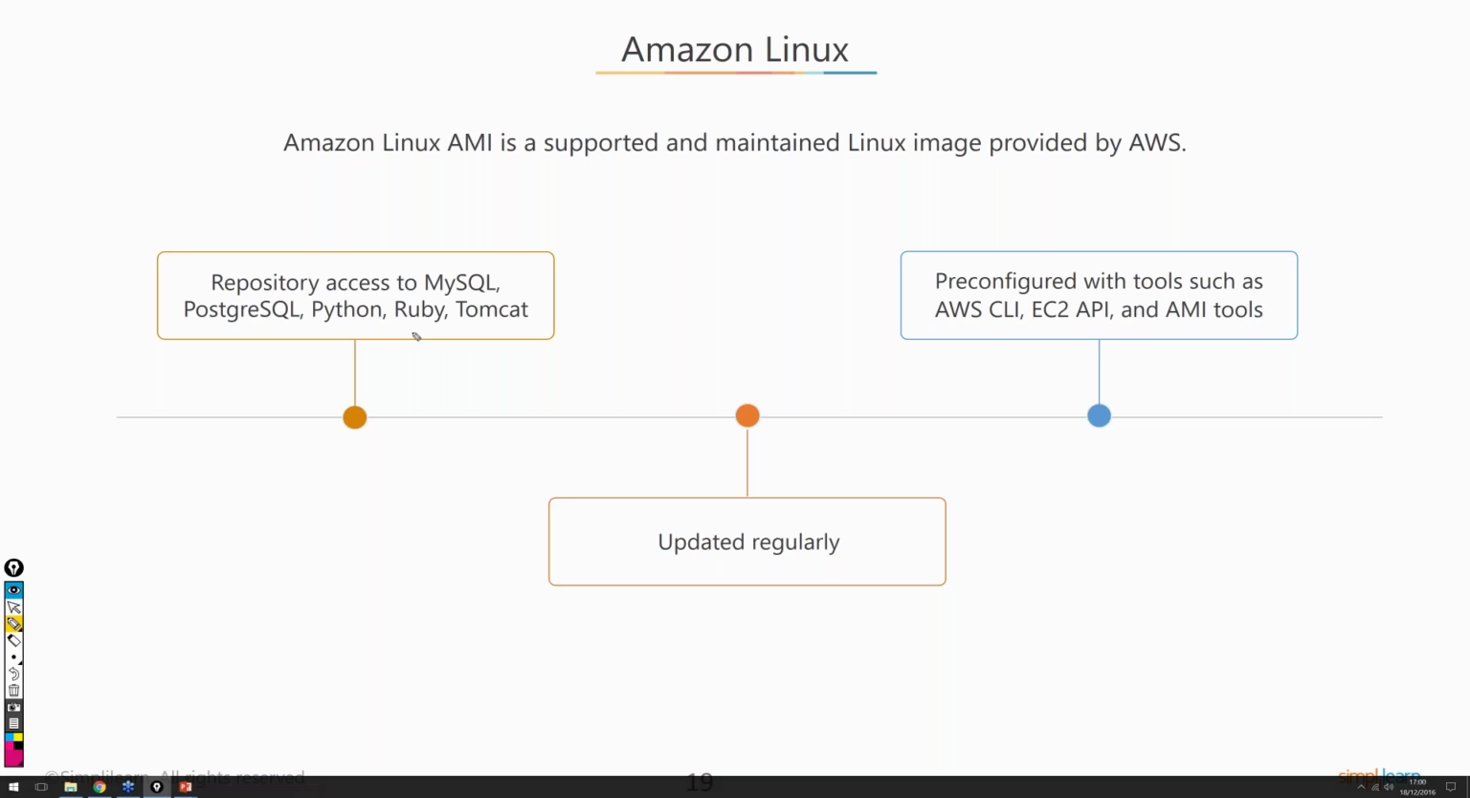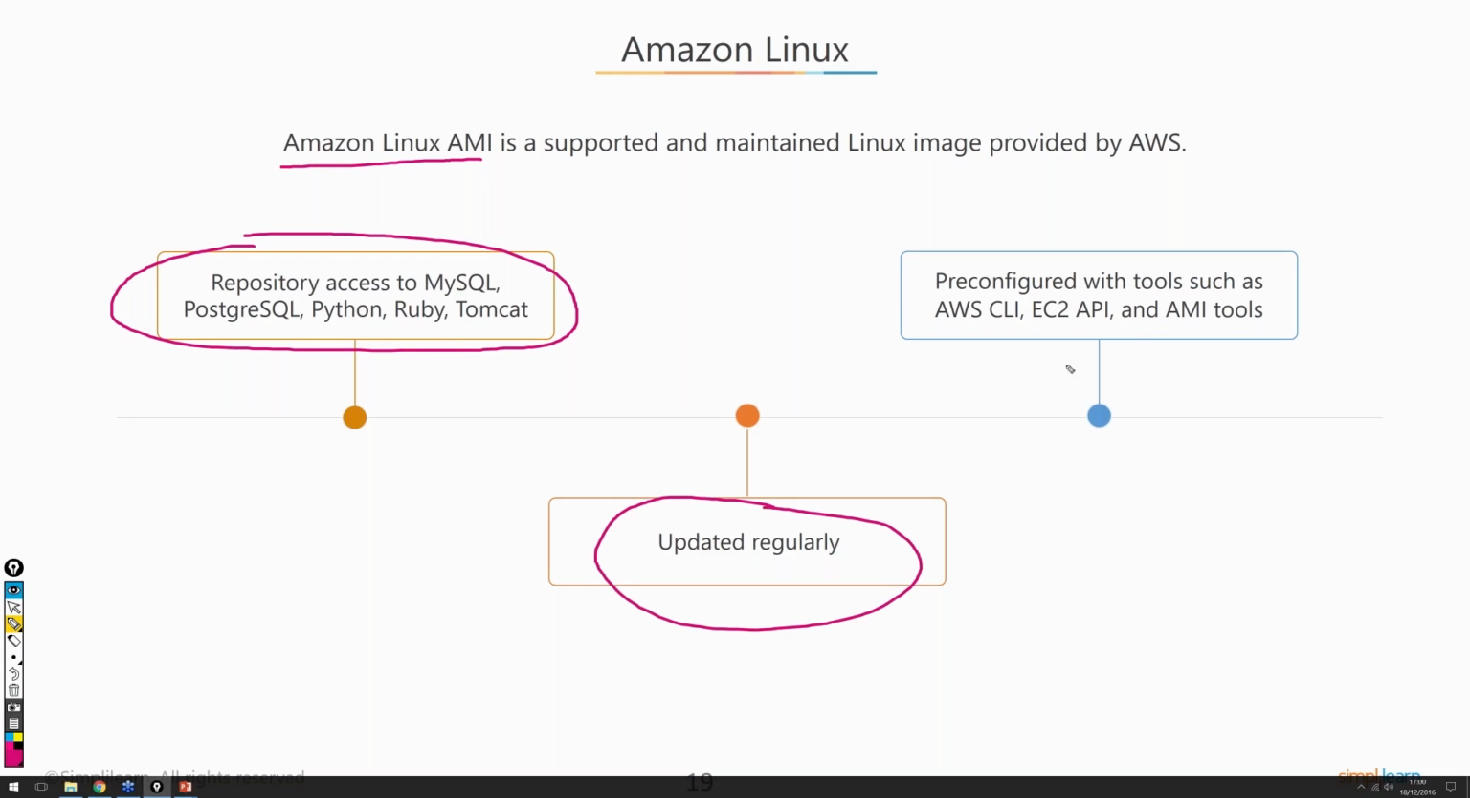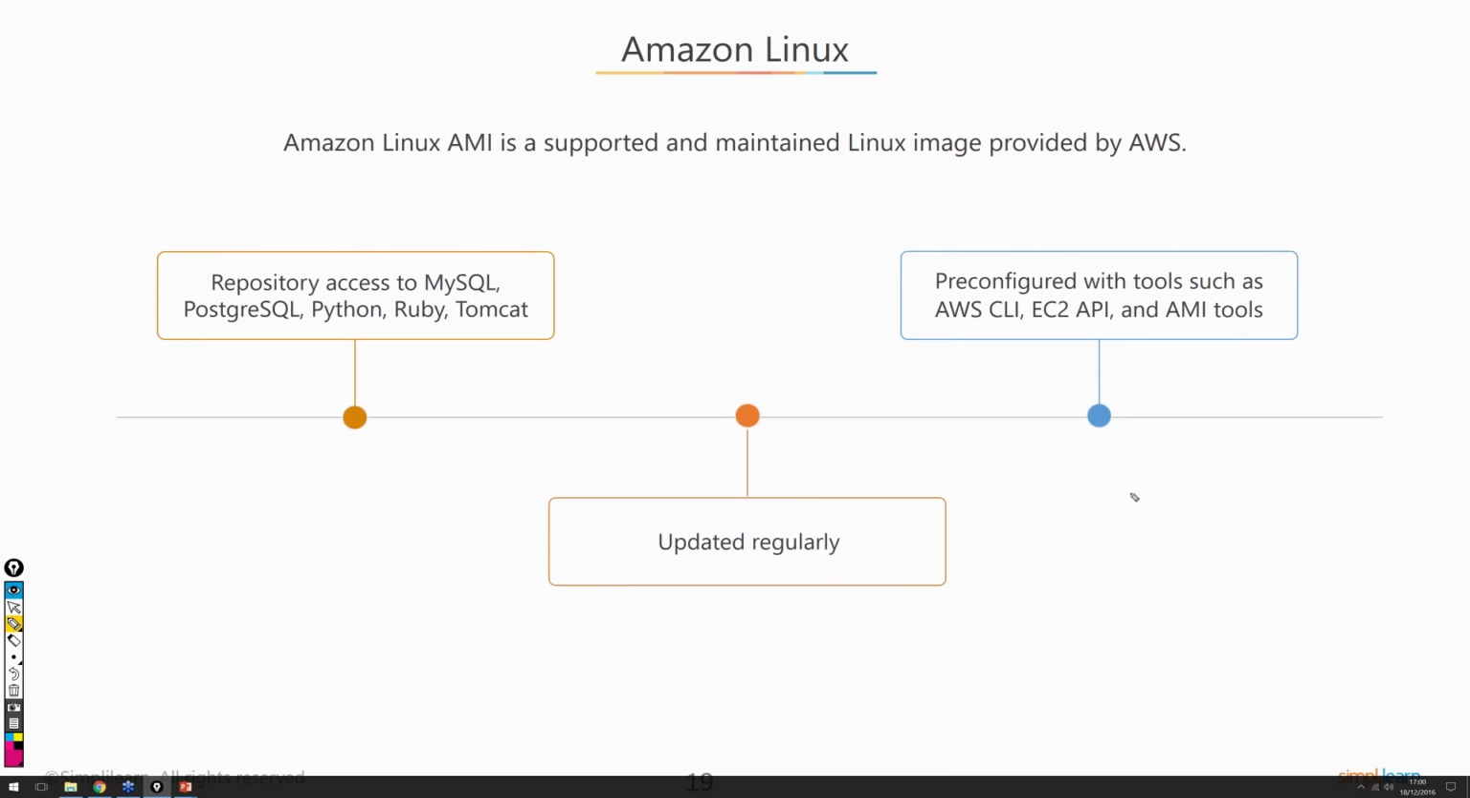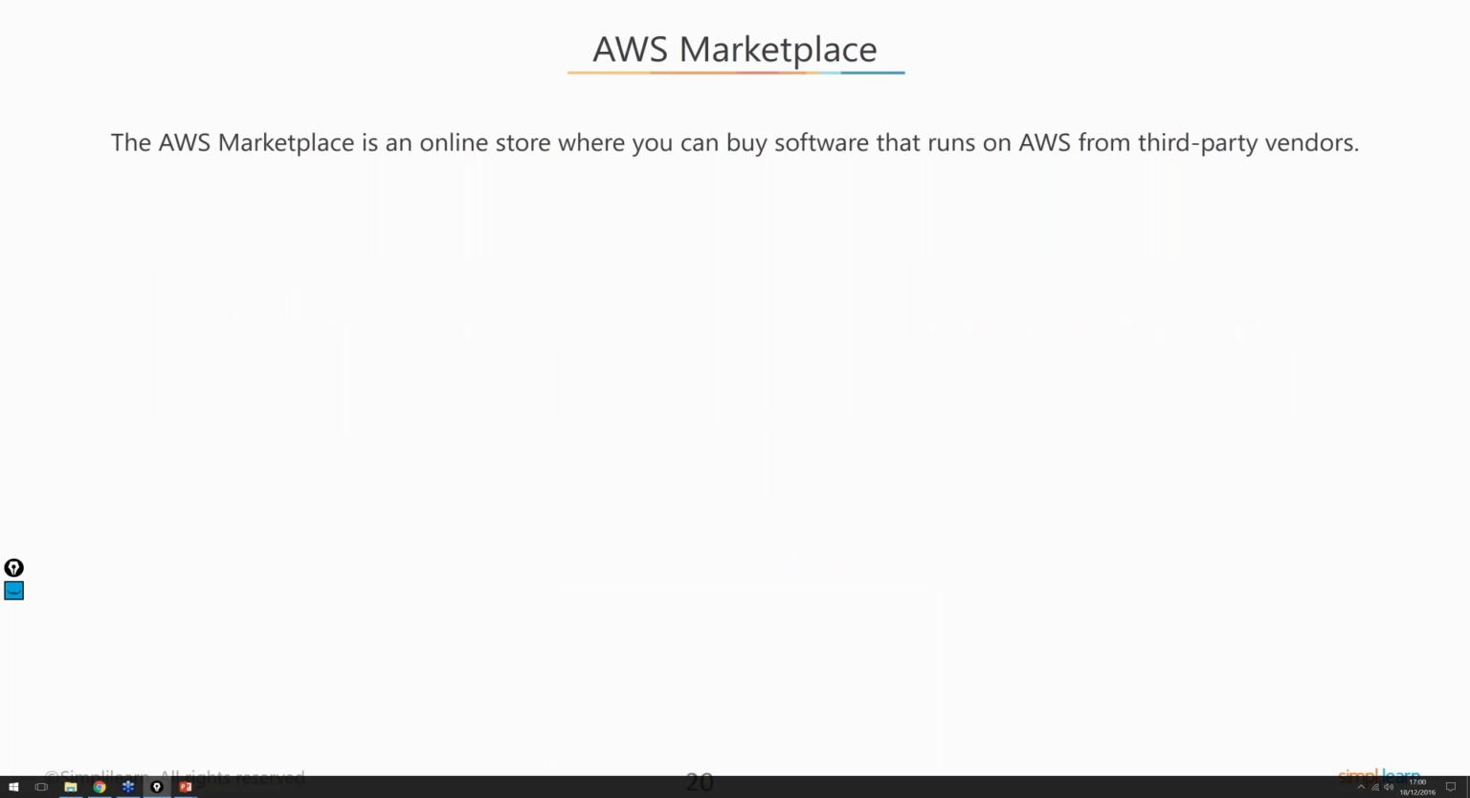It allows you to have repository access to MySQL, Postgres, Ruby, Tomcat, and all of the things as a default for Linux. It's regularly updated, as I just mentioned, and it's also pre-configured with the tools to access the Amazon CLI, API, and other AMI tools, which fully integrates with your AWS account, which is awesome. You don't need to do anything, just launch it, and you have full access to everything on AWS, obviously if you granted permissions. So, going forward, we also have something called AWS Marketplace.